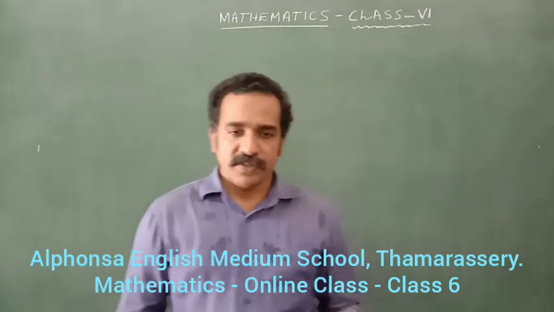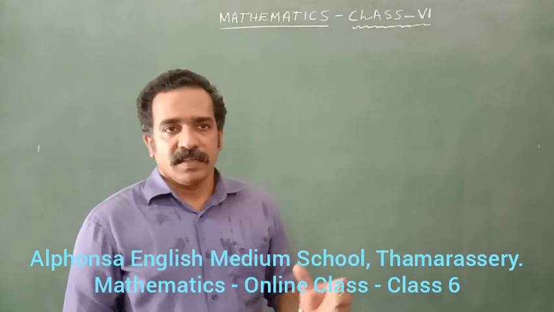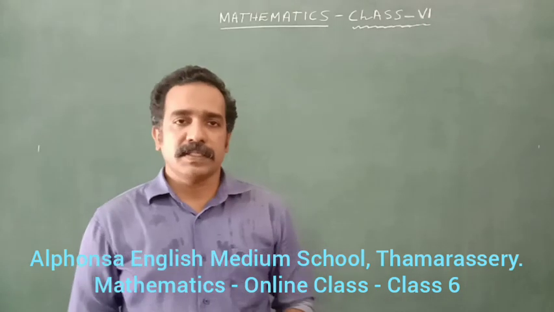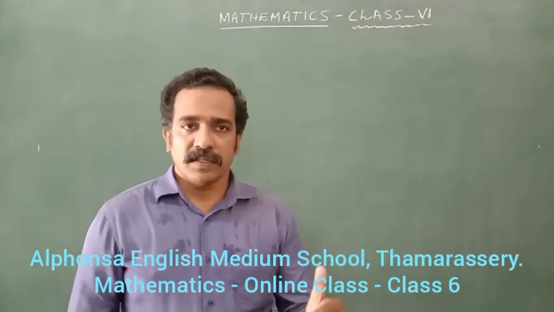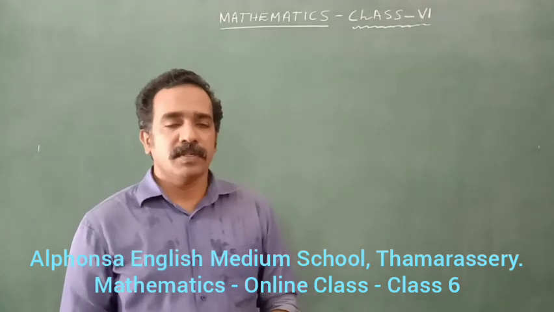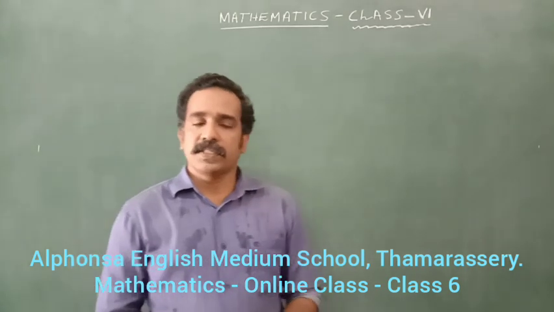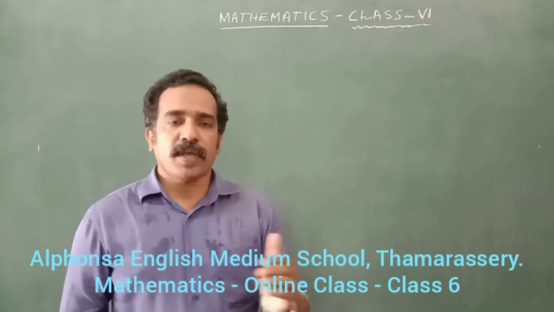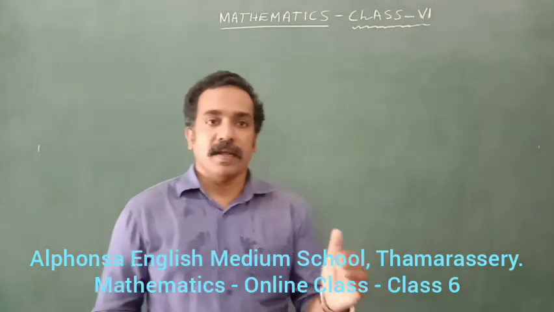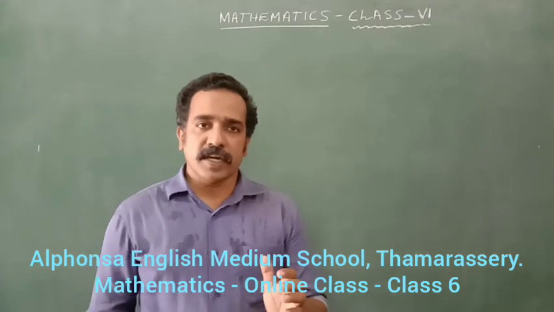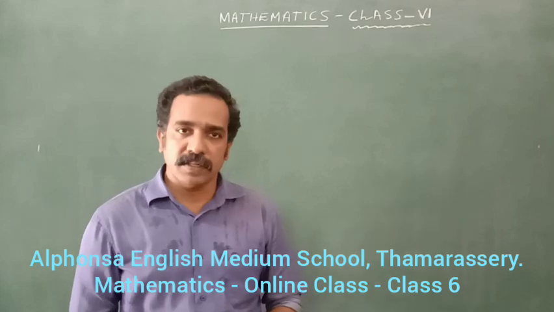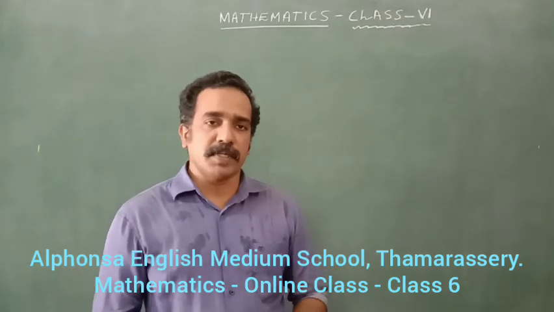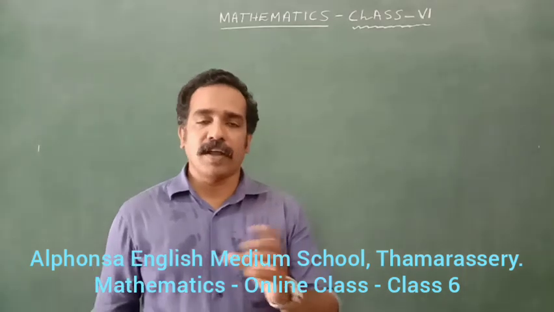Dear children, today let us see an overview of chapter 2. So far we completed the second chapter, in which we were discussing numbers, whole numbers, and their properties. We have also learned how to simplify a numerical expression, an arithmetical expression which contains addition, subtraction, multiplication, division, and also some brackets. How can we simplify such expressions to get the value?